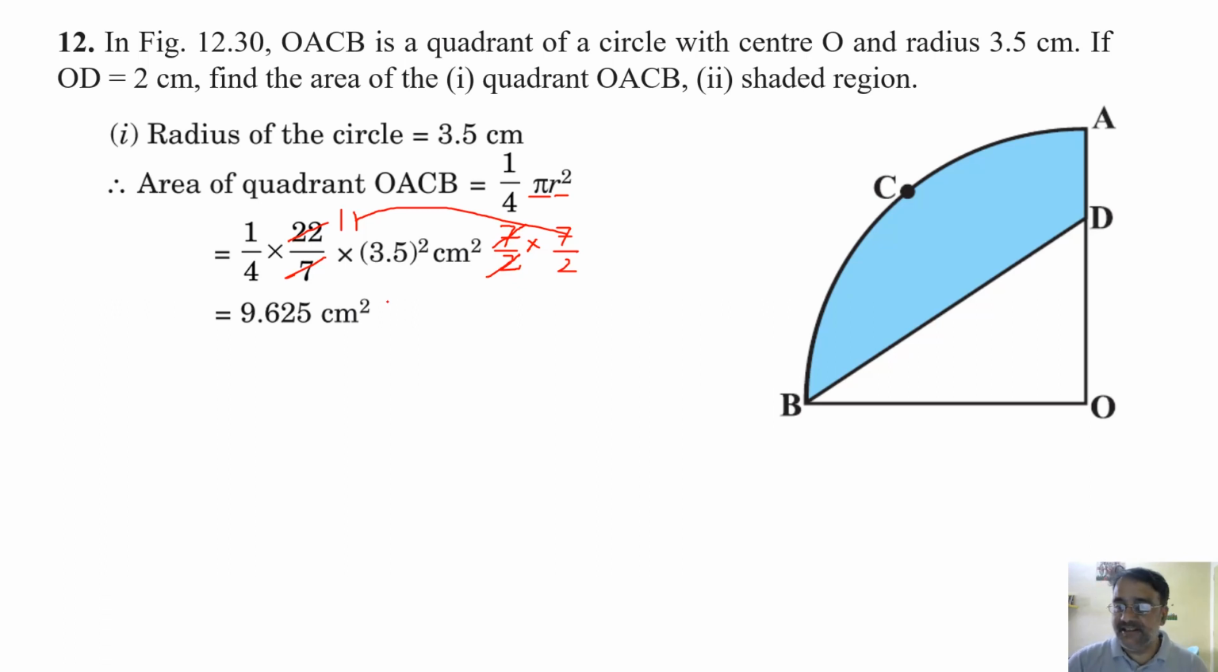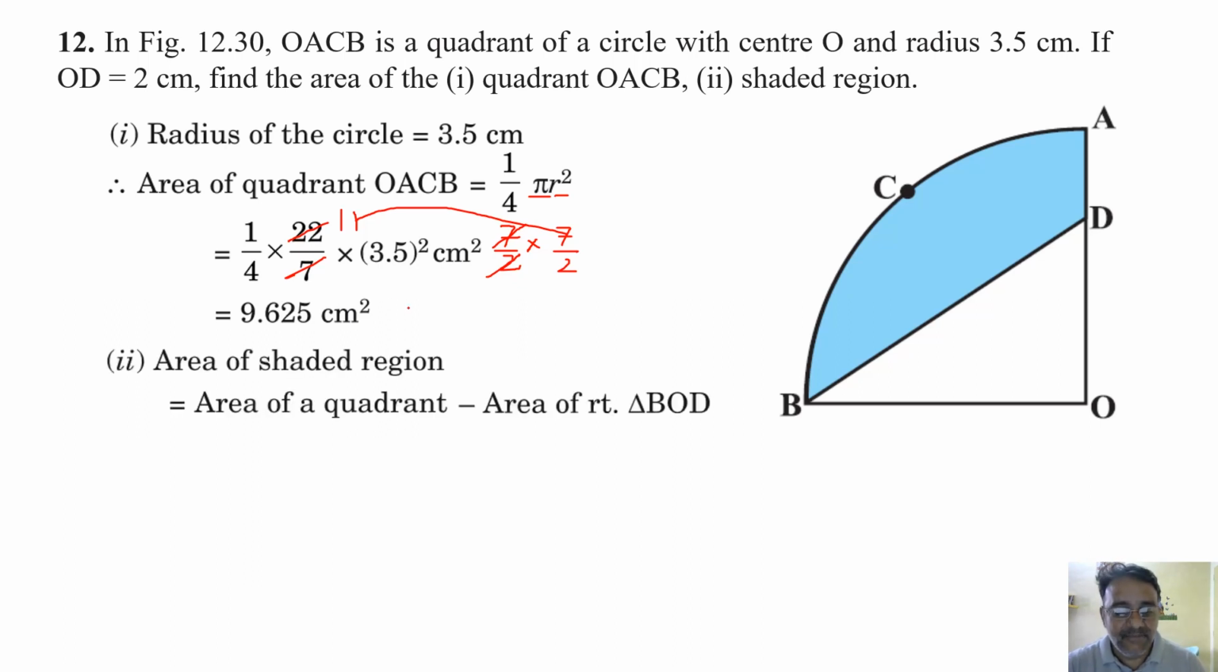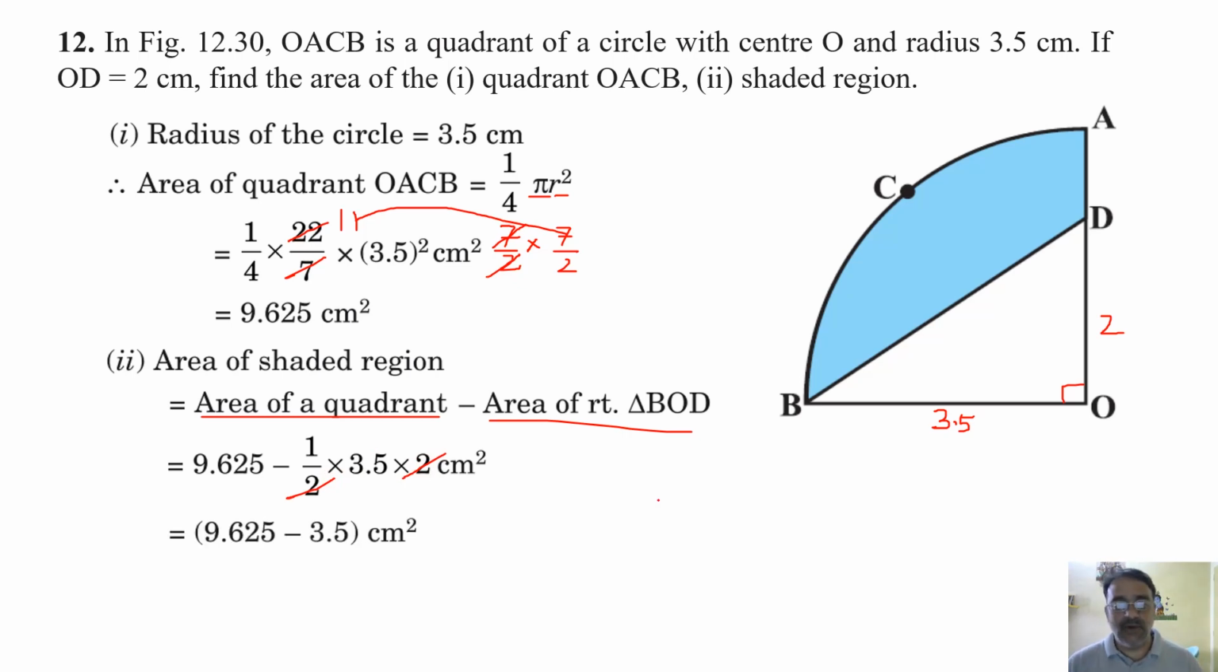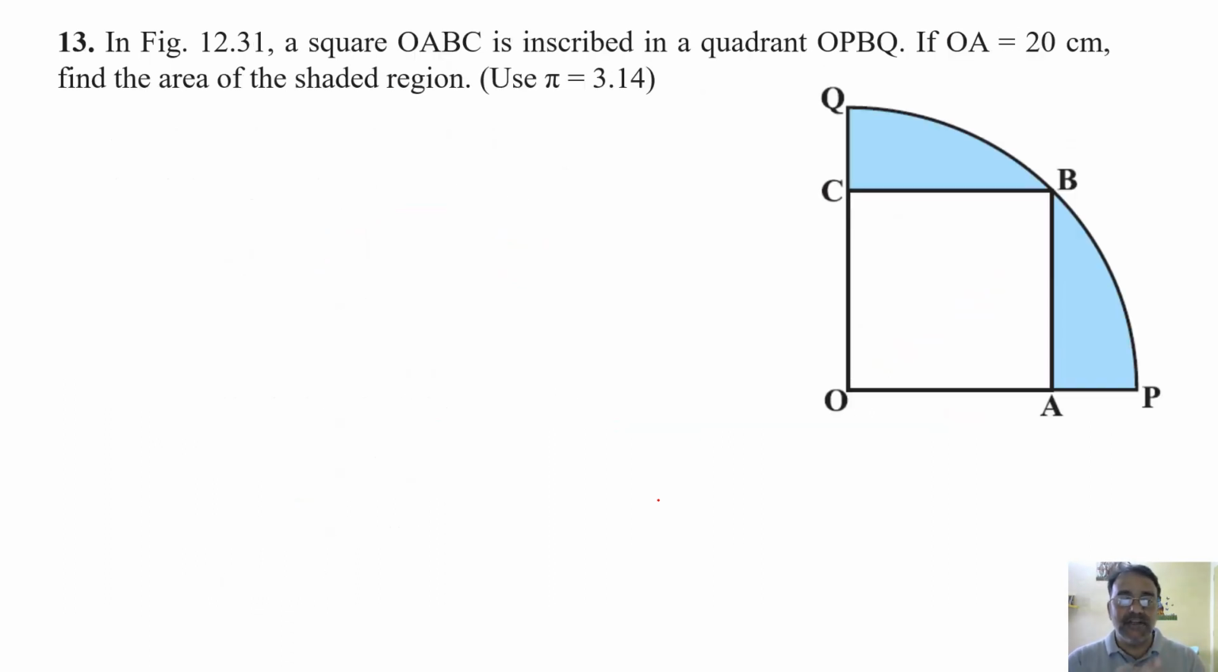Now area of shaded region will be equal to area of quadrant minus area of triangle OBD. Right? So 9.625 we already got, and what is the area of this triangle? OD is given 2 and this is the radius, that is 3.5. So half into base into height. So we'll get half into 3.5 into 2. 1, 2 we can cancel. And 9.625 minus 3.5, so we'll get 6.125. This is the final answer. Okay. So any doubt in this question? No, sir. Okay. Now we are moving towards question number 13.